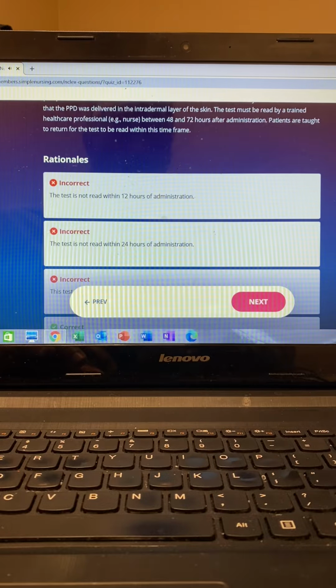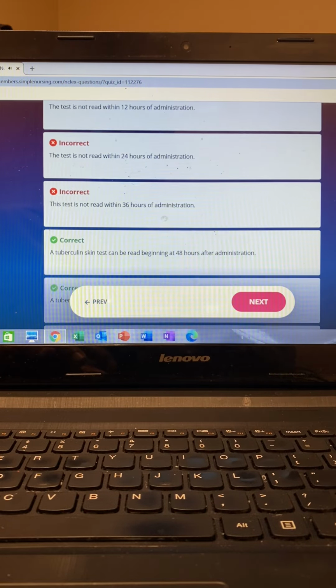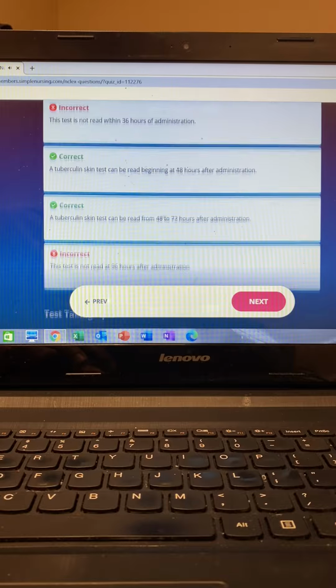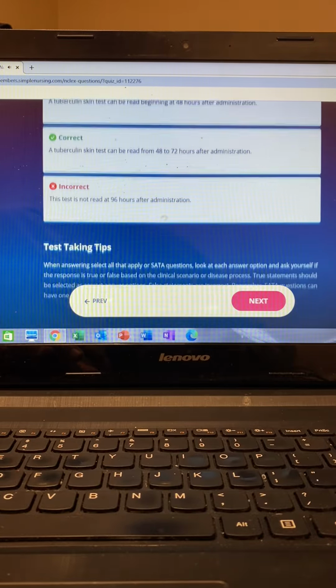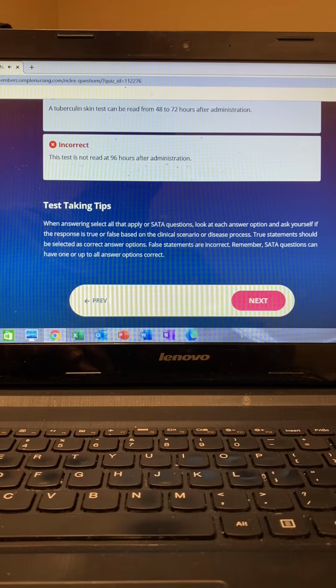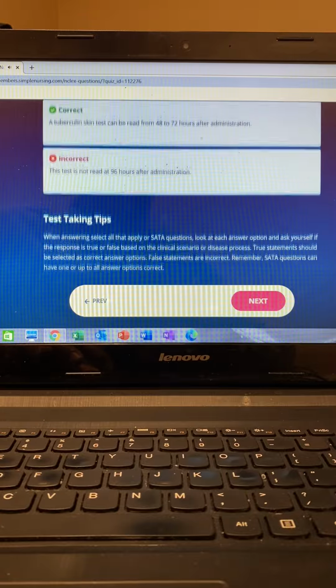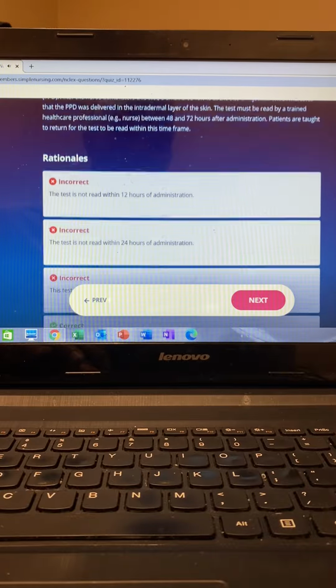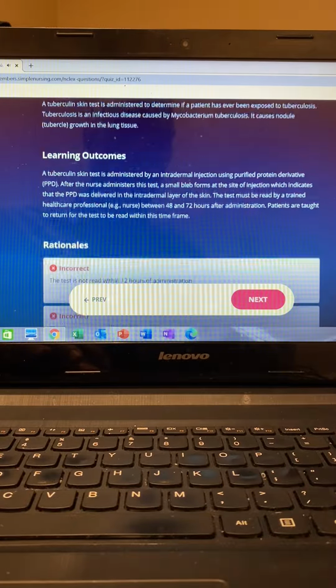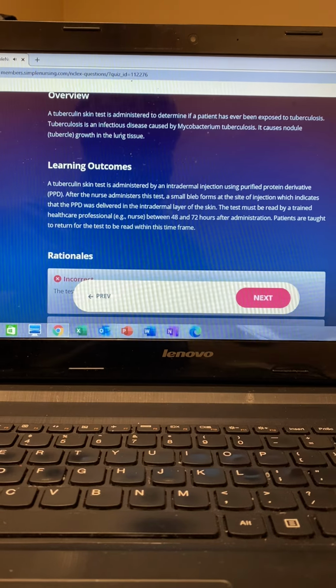So option number 1 is incorrect, 12 hours is too soon. Option 2 and 3 are incorrect, 24 hours and 36. Guys, 48 to 72. So option number 4 and option number 5 are correct. That 48 to 72 hours. Now option 6 is incorrect. 96 hours is way too long. So please remember to write down those windows.